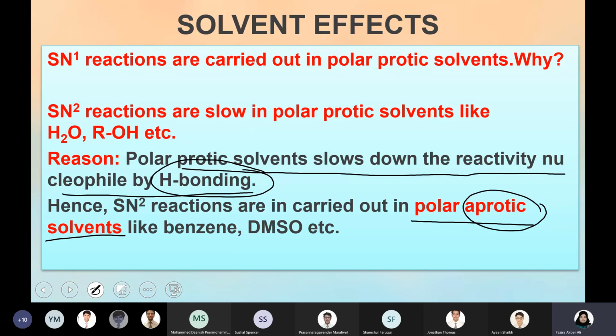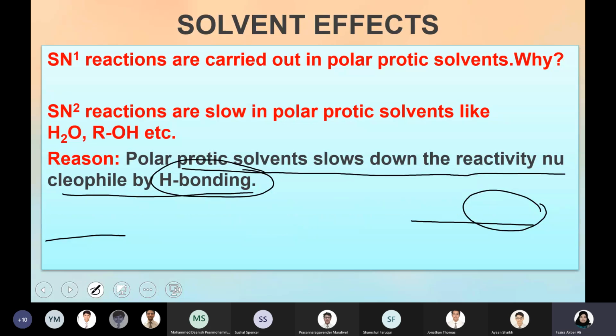What? The previous slide was the SN1 reaction. Actually, that slide is.